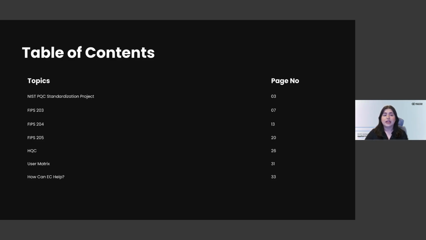Finally, we'll bring it all together with the user matrix. This is the most practical part of the presentation where we'll show you exactly which algorithm to choose based on your specific needs for speed, size, and security. We'll conclude with a brief section on how our team of experts can assist you with the PQC migration.